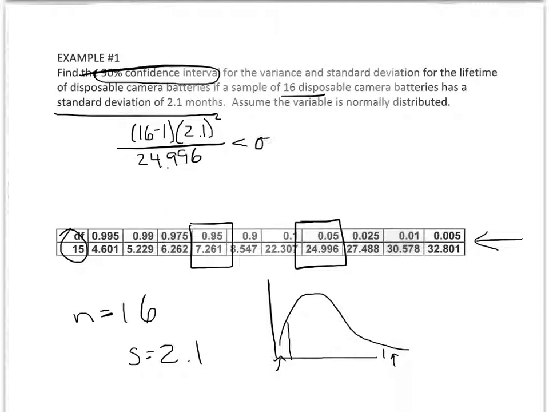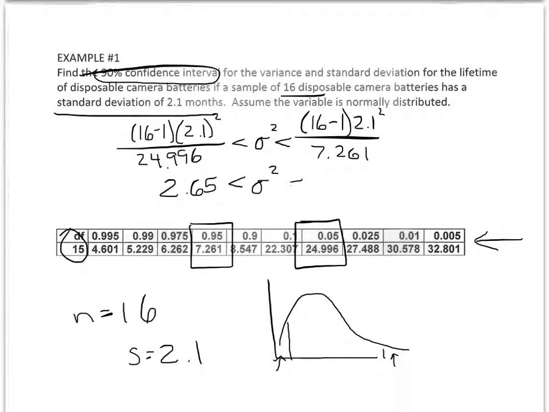Do the same thing for my maximum. 16 minus 1, 2.1 squared. I'm going to use the 7.261. When I evaluate both sides of this, I'm going to end up with 2.65 and 9.11. This is the interval for my variance.